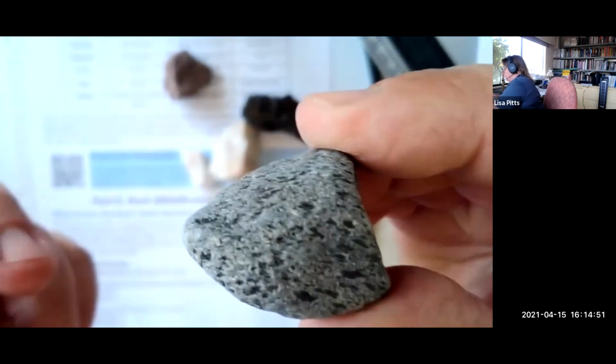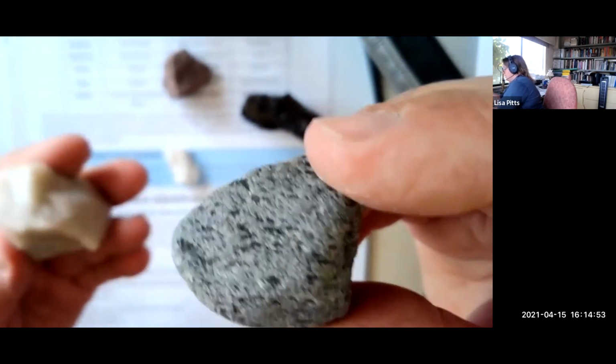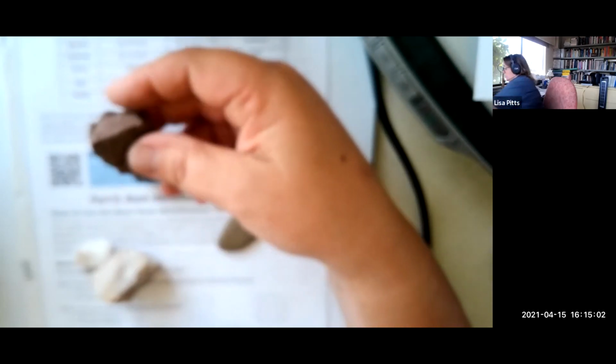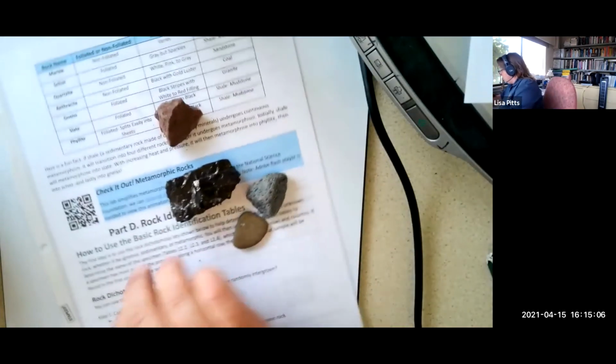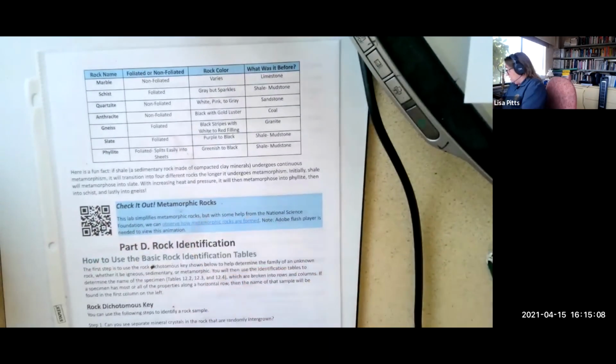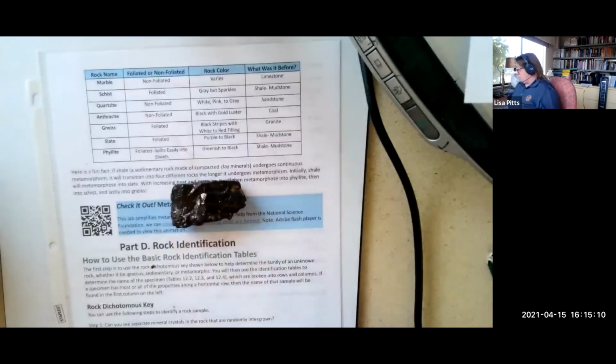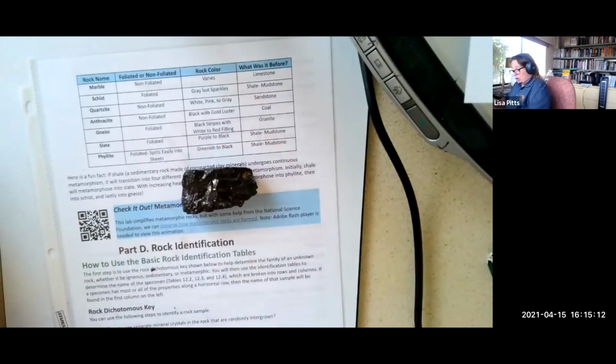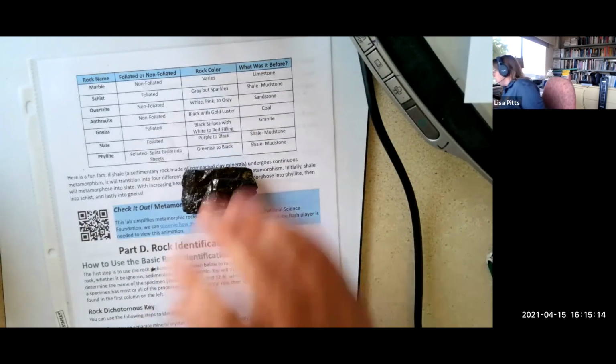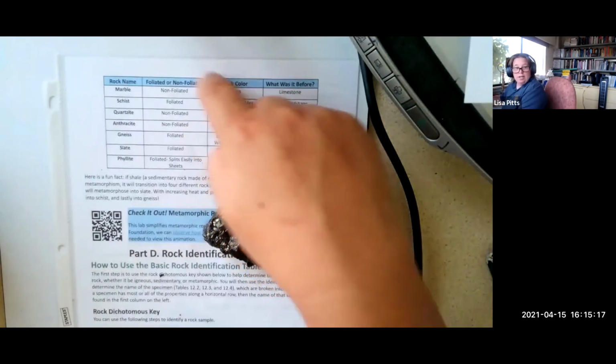Most of the rocks I have are metamorphic because I spent a lot of time in the desert. So they're either going to be igneous or metamorphic. They were igneous at one point, and now they've transformed into metamorphic rocks. So let's look at this guy. Let's say, okay, I'm just going to tell you it's a metamorphic rock, only because I have the list right here.